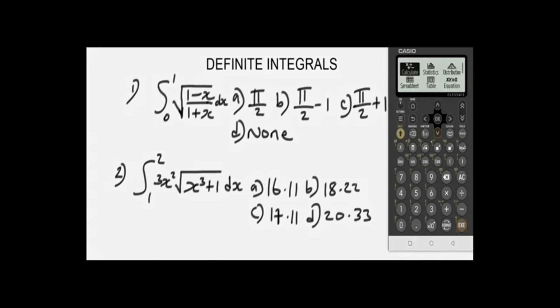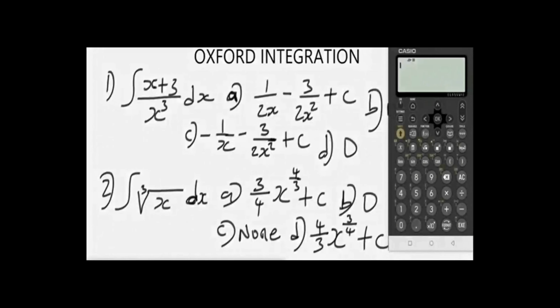So that's it. We are going to learn how to solve these indefinite integral problems using this Casio Fx-991 CW scientific calculator. Alright, so let's get started. We have this Oxford integration questions to practice with. So the question 1 I have here says we should find the indefinite integral of x plus 3 over x cube dx. Alright, so these are the options.